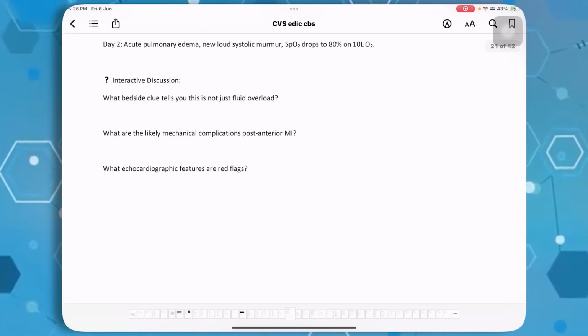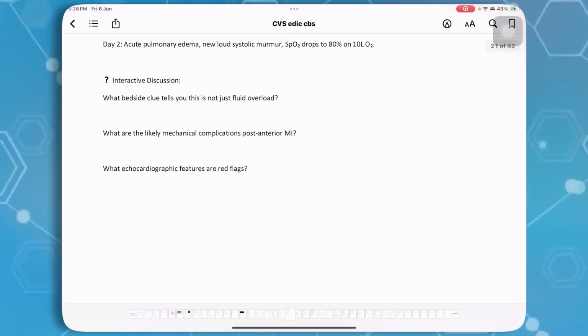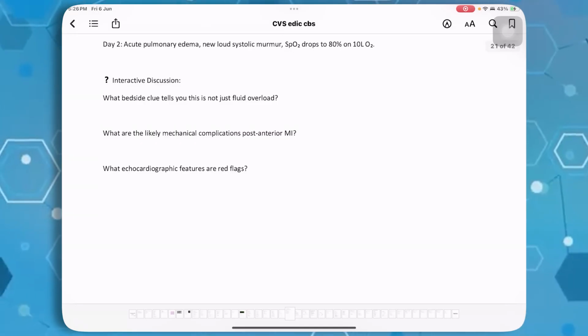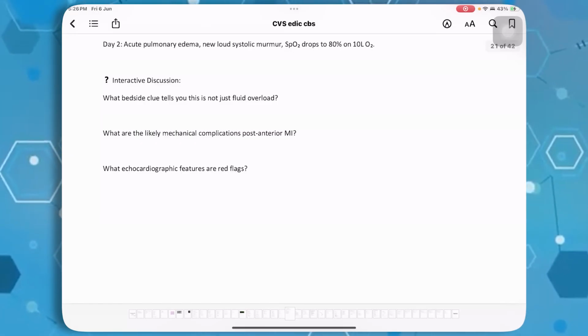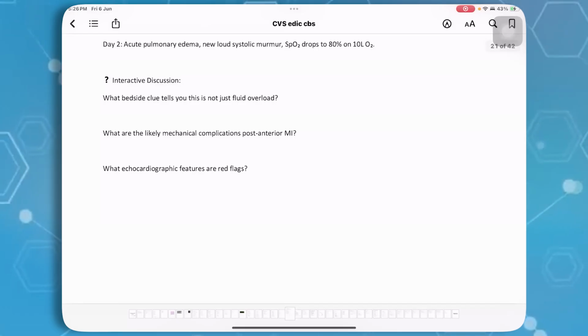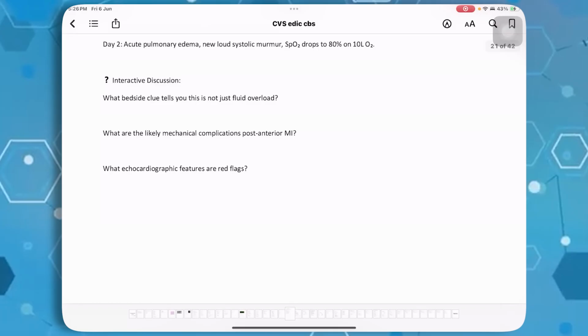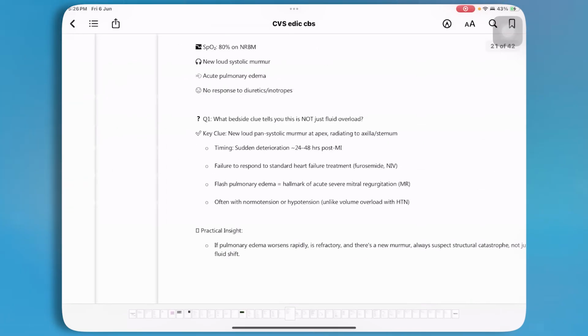Number one, because the differential will remain. Why has pulmonary edema happened? Is it because of some mechanical complication, or is it any fluid overload? So we need to know what are the mechanical complications that happen after MI. We need to know what are the red flags on the echocardiography.